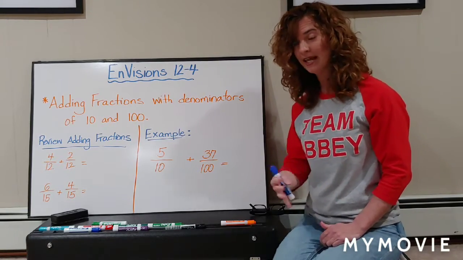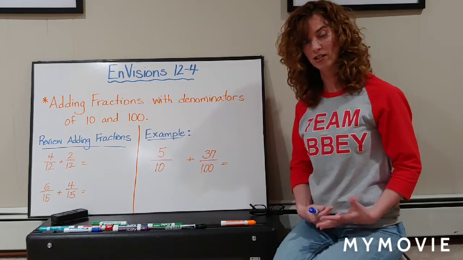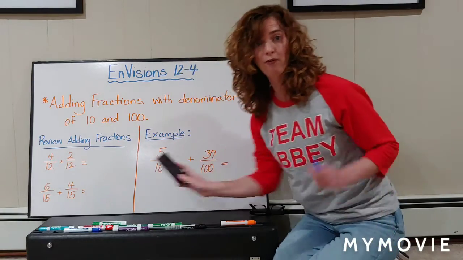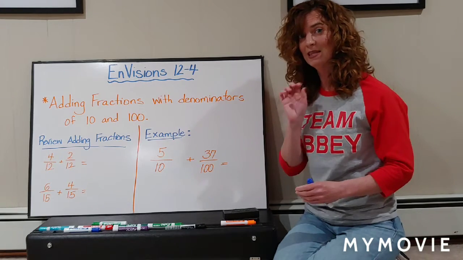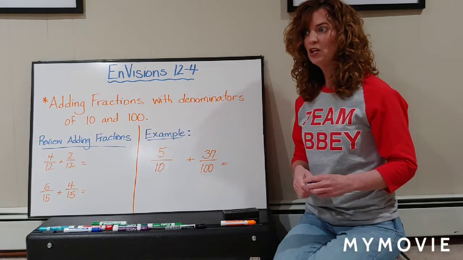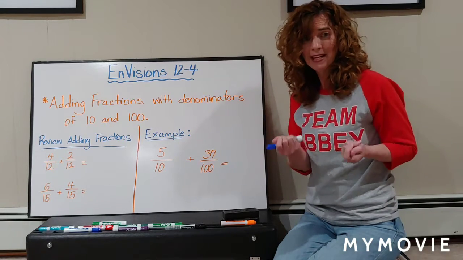But before we get on to the lesson, I wanted to do a little spiral review of just adding fractions, just our general adding fractions rule. Now, you can only ever add fractions if they have the same denominator, which means the bottom number always has to be the same. You want to make sure the pieces that you're talking about are all the same size.